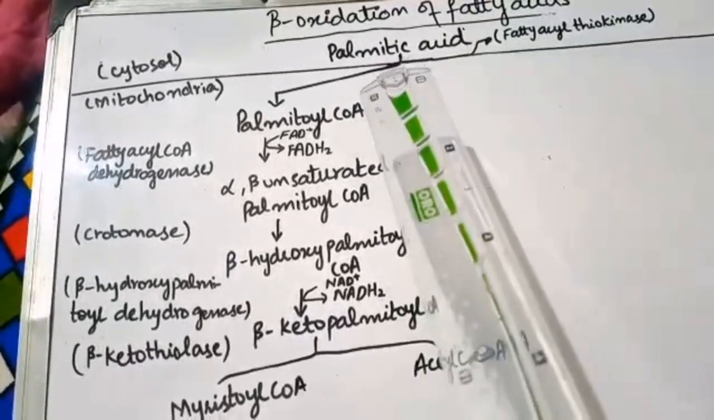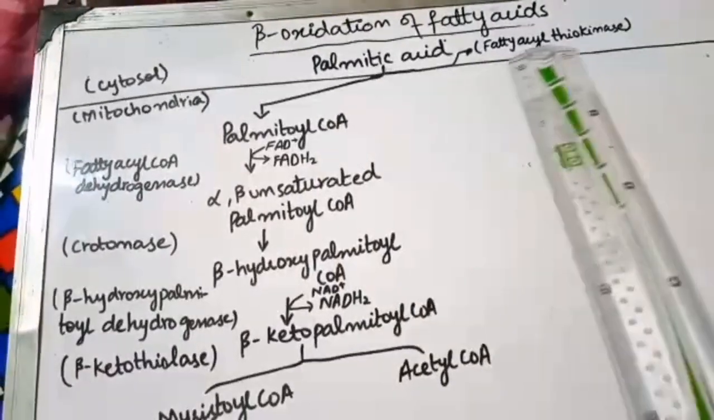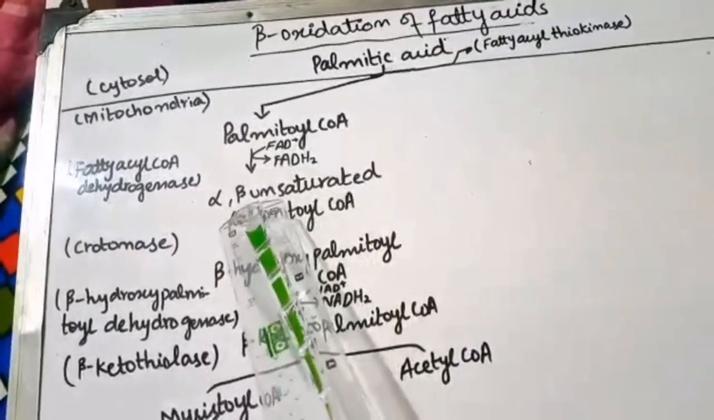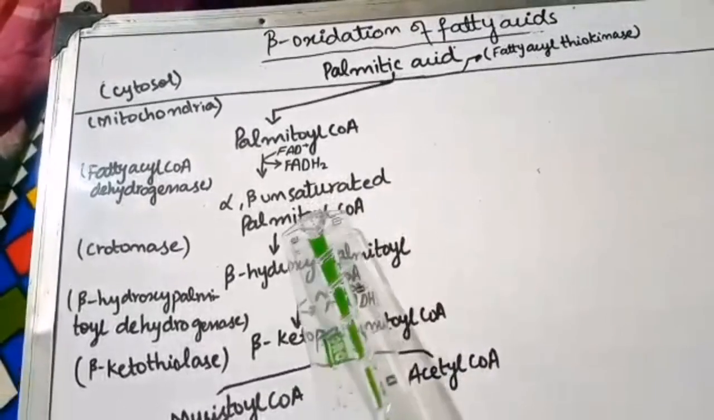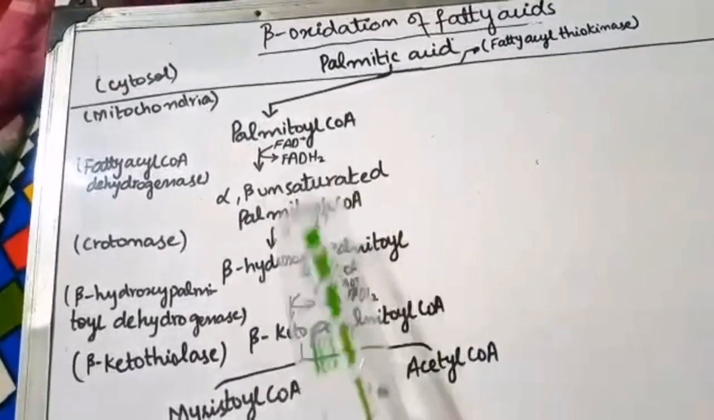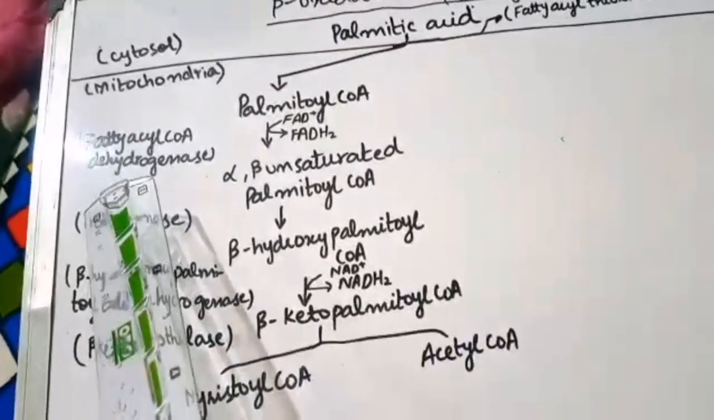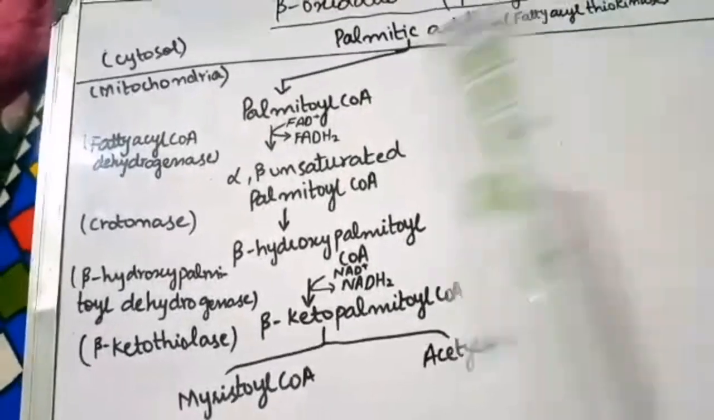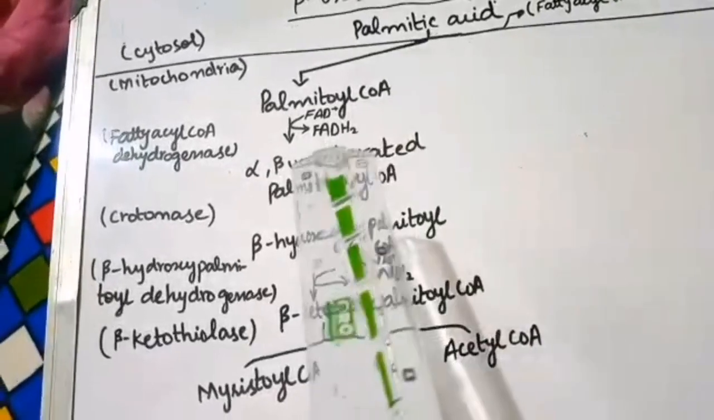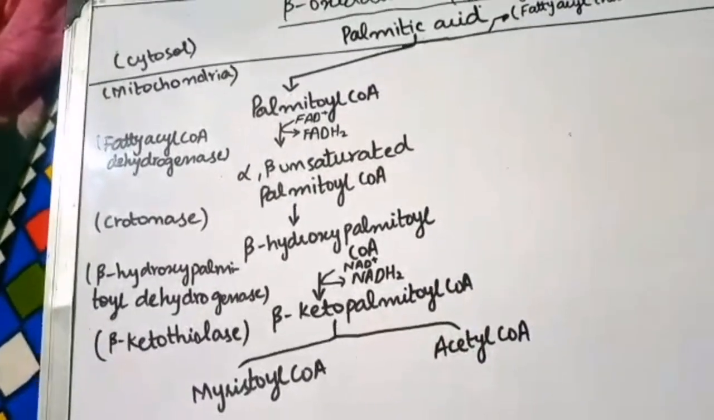This conversion of palmitic acid into palmitoyl CoA is done under the action of an enzyme named fatty acyl thiokinase, right? Then this palmitoyl coenzyme A is converted into alpha beta unsaturated palmitoyl CoA. This conversion is done by an enzyme known as fatty acyl CoA dehydrogenase. And during this conversion, another product named FADH2 is also produced. This FADH2 is a high energy product and it helps to synthesize ATP during the citric acid cycle, right?